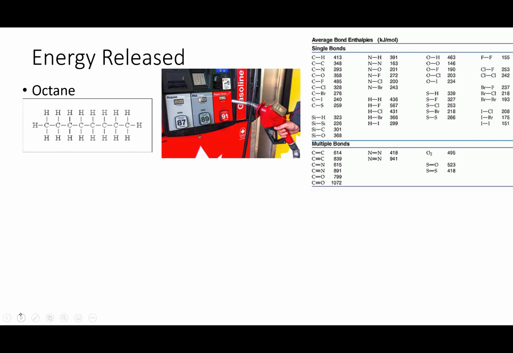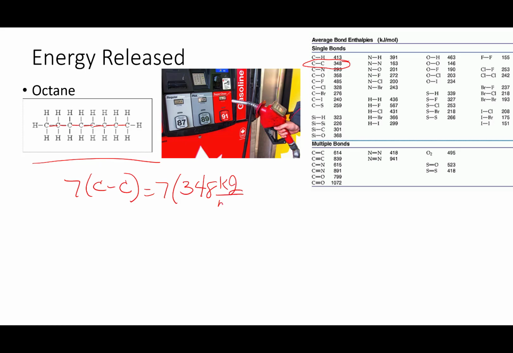So let's take a look at octane, as in the octane rating of gasoline. Octane contains 7 carbon-carbon bonds, and each carbon-carbon bond, from the chart, is 348 kilojoules per mole. So 7 times 348 kilojoules per mole is 2,436. I did my math earlier, so let's hope I wrote it down correctly.